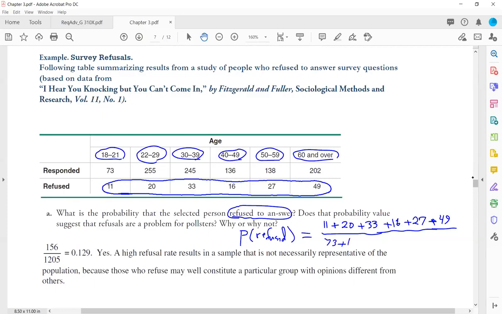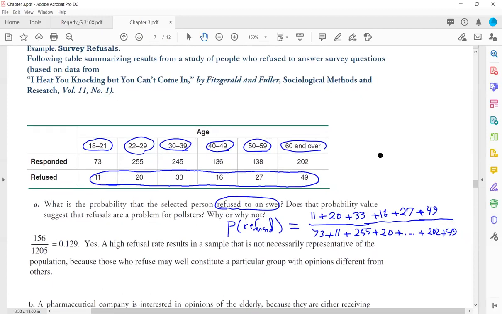73 plus 11, 255 plus 20. And you have to keep going. 202 plus 49. This is your denominator. All people in this survey either responded or refused to respond forms a sample space.